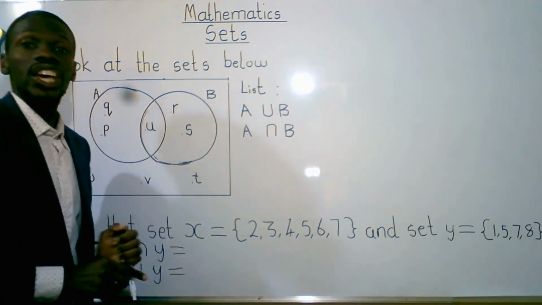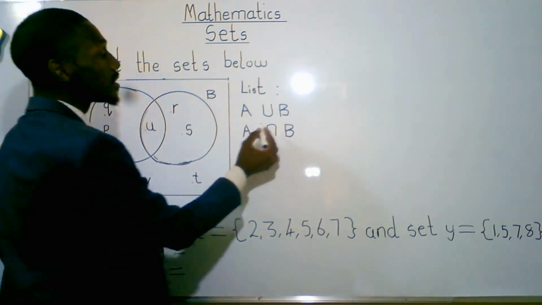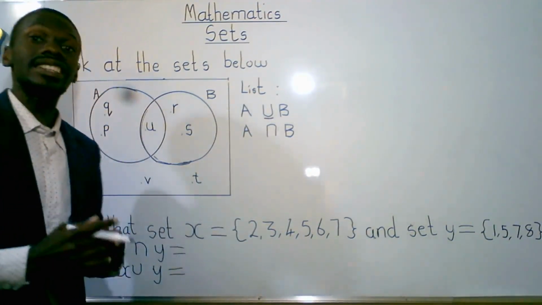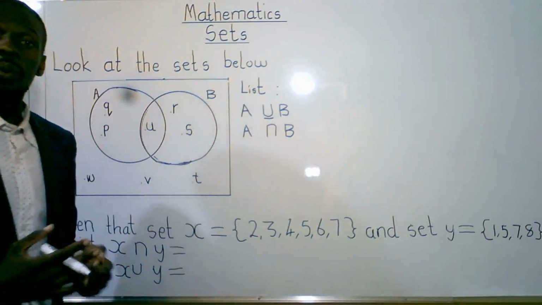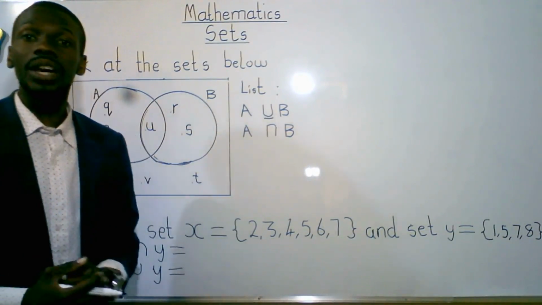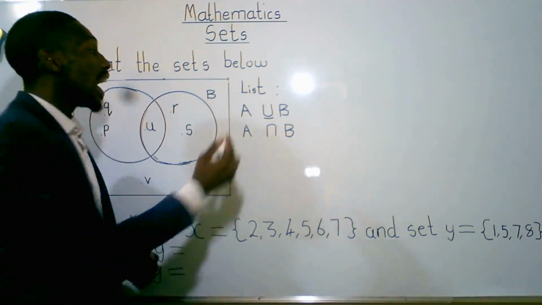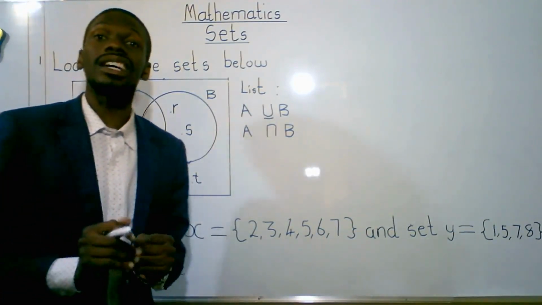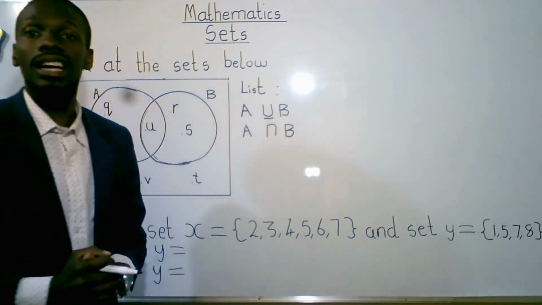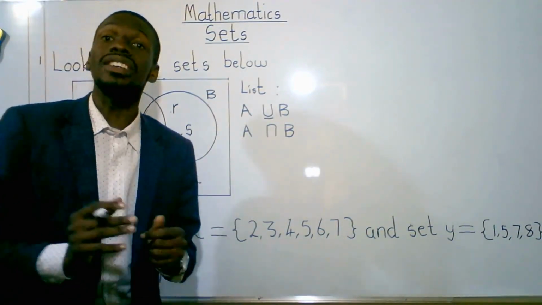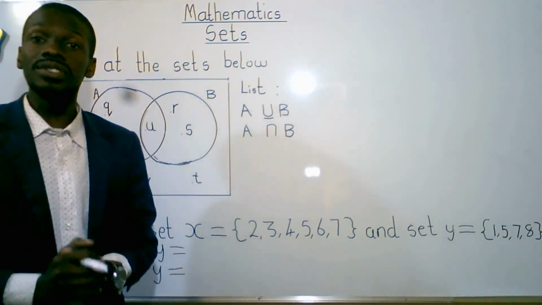List A union B. This symbol, the one that looks like a U, is the symbol for union. When they ask us to list A union B, what do they want us to do? They want you to put together the elements that are in A and the elements that are in set B. When we combine the two sets, we have formed a union set.